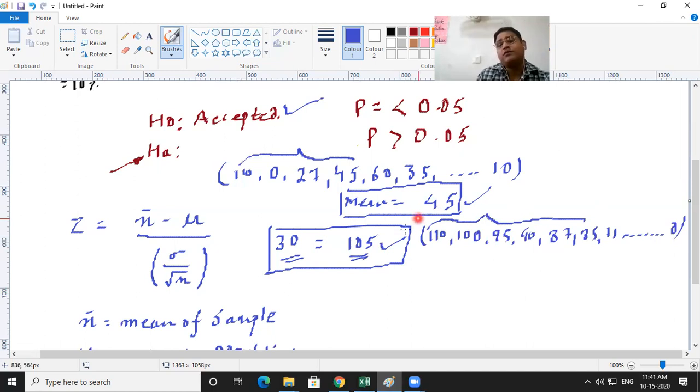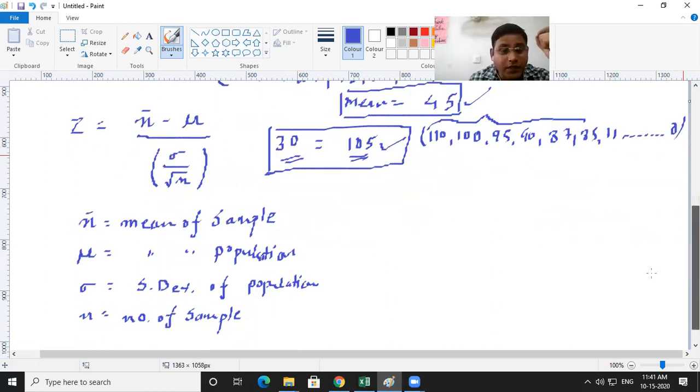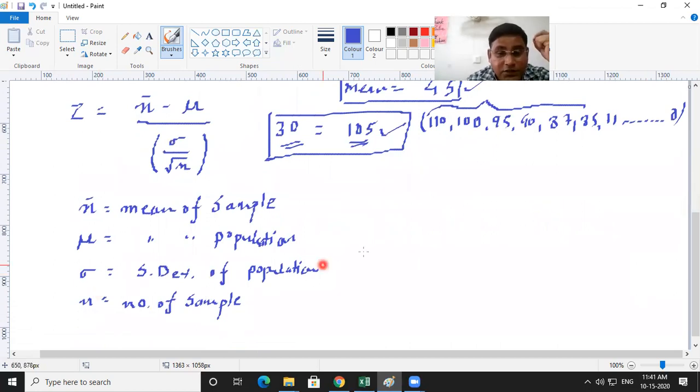So if we have to check whether my sample is representing the population or not, then we will apply Z test. But one very important thing is you must be knowing the standard deviation of population. Getting the point? If you don't have the standard deviation of population, you cannot apply Z test. And in most of the cases we will never have the standard deviation of population.